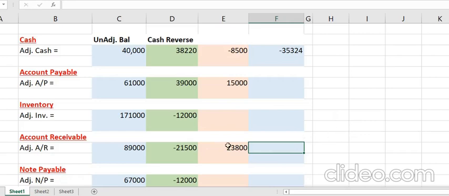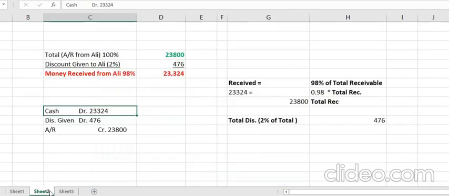So let's discuss another technique of getting the answer. Let's go back to the time when the money was received. We received money of 23,324 against an account receivable of 23,800. So when we received this money, we decreased the account receivable by 23,800, and 2% was the discount money. We are not discussing the discount in this numerical because that's related to the income statement, and we are only discussing current assets and current liabilities here. So if I am reversing this, what will happen? Account receivable will go up here by 23,800.